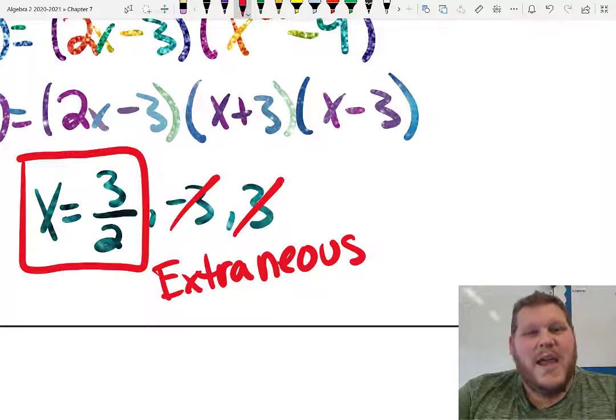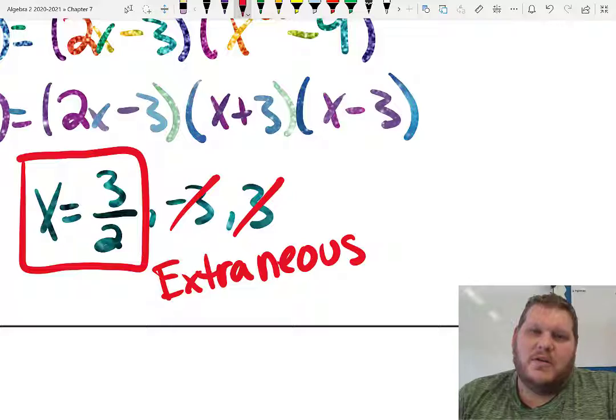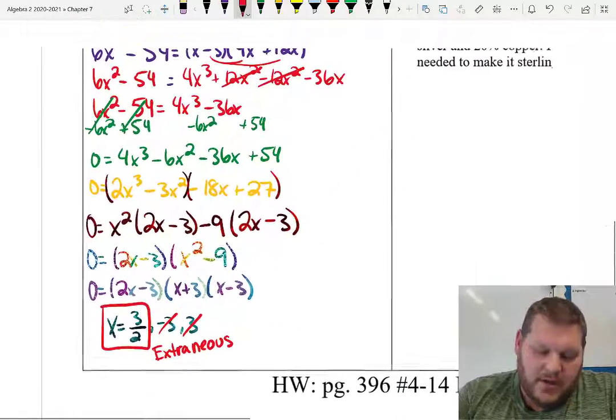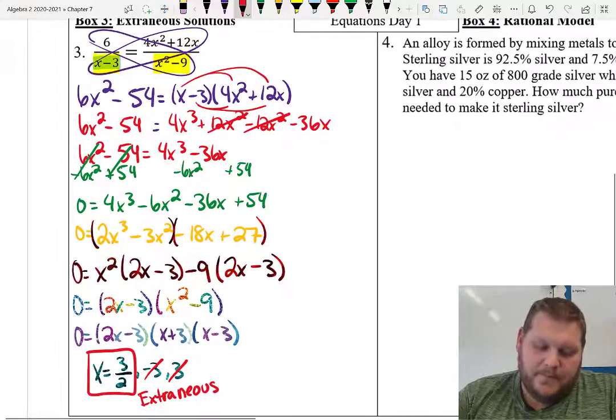It's kind of weird. It happens every once in a while, but especially when we start dealing with denominators that could be 0, I have to make sure I check for it.